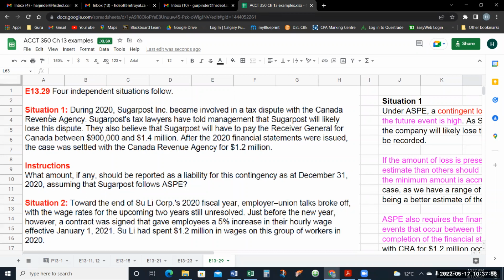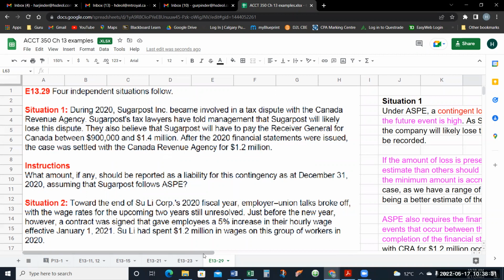So situation 1, in 2020, Sugar Post Inc. became involved in a tax dispute with the Canada Revenue Agency. Sugar Post tax lawyers have told management that the company will likely lose this dispute. They also believe that Sugar Post will have to pay the Receiver General for Canada between $900,000 and $1.4 million. After the 2020 financial statements were issued, the case was settled with the Canada Revenue Agency for $1.2 million.